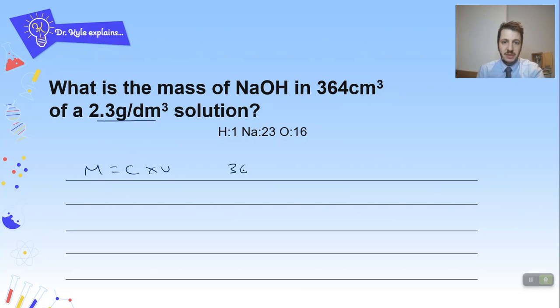Then I'm going to take 364 and divide that by 1000, and that's going to give me 0.364 decimeters cubed. Then I'm going to do M equals 2.3 times 0.364 equals, and when I do that on my calculator, that comes out at 0.84 grams. Really well done if you had a go at that and got that right. These are normally worth kind of like 2 to 3 marks, depending on how many things you have to do.